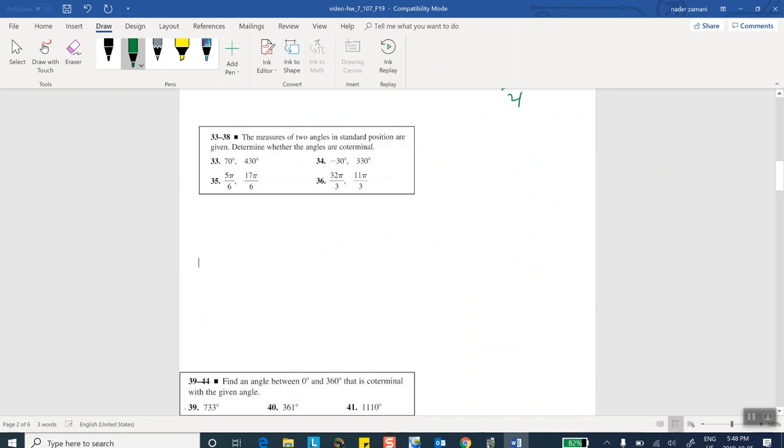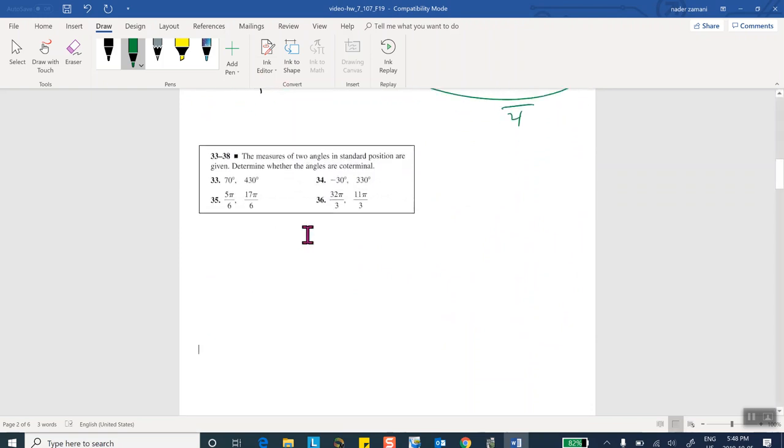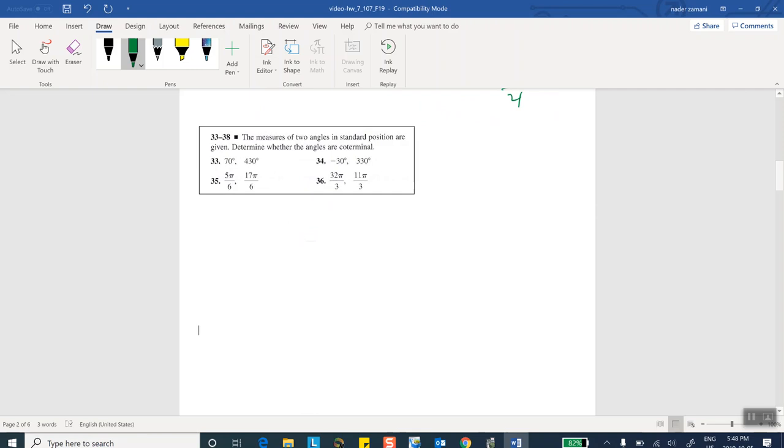Okay, and there we are. Let's see what we got. Problem 33, it says that you're given in degrees 2 angles like that, and you're asked, are these coterminal? Well, let's find out.